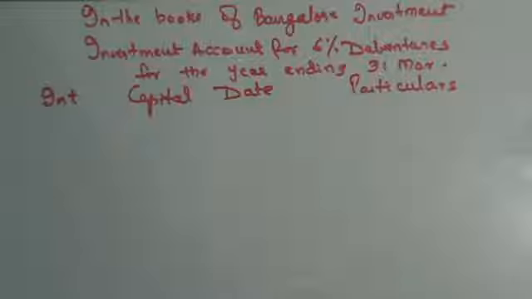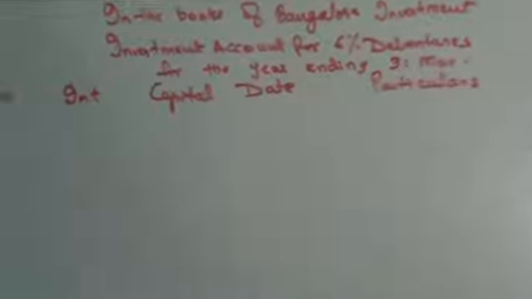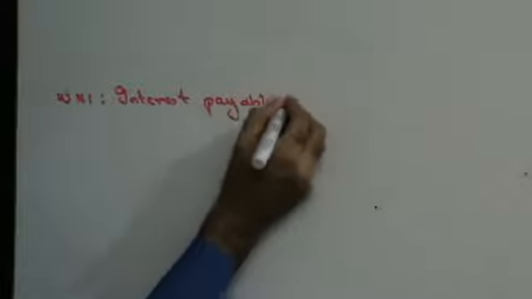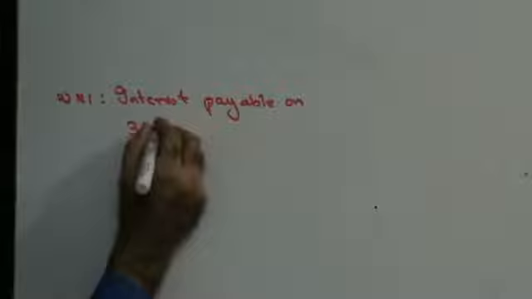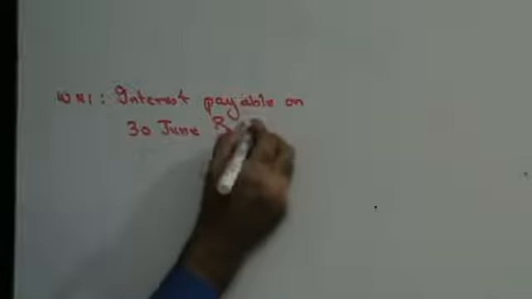Bangalore Investment holds 1200 6% debentures of 100 each in Minerva Limited on 1st April 2004. Let's first find out on what dates the interest is due. They said that interest is payable on 30th June and 31st December. Always write that down first. Working note 1: interest payable on 30th June and 31st December. There are two dates on which interest is payable.